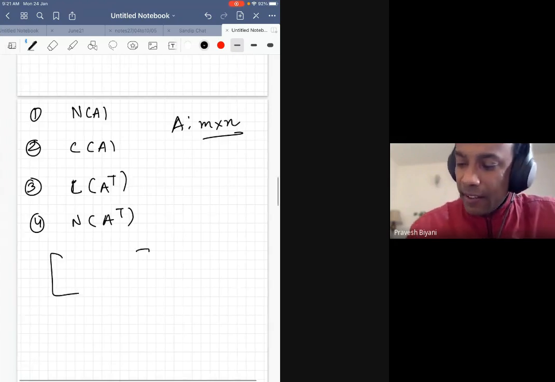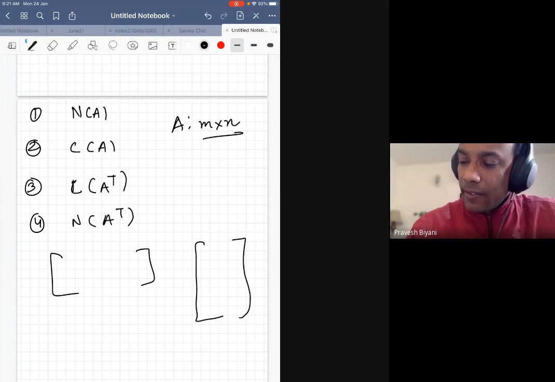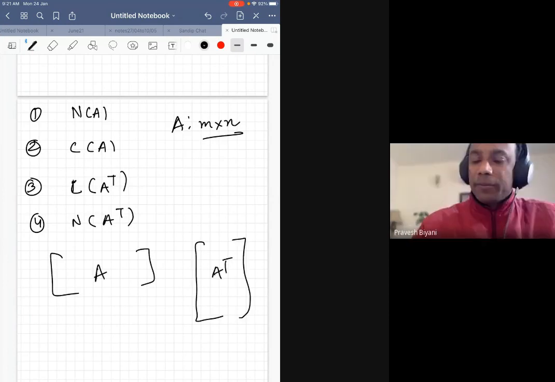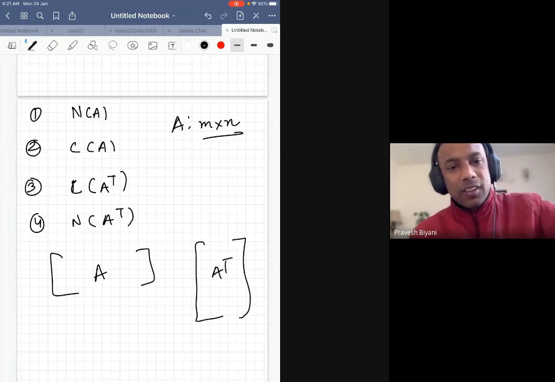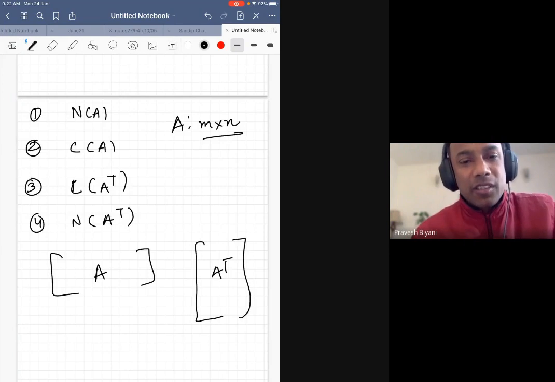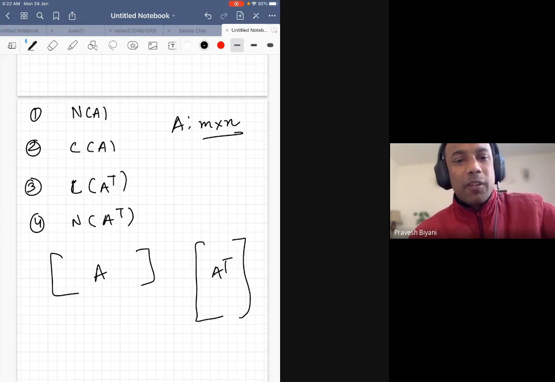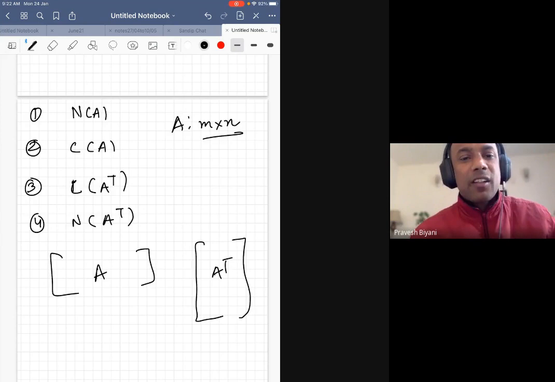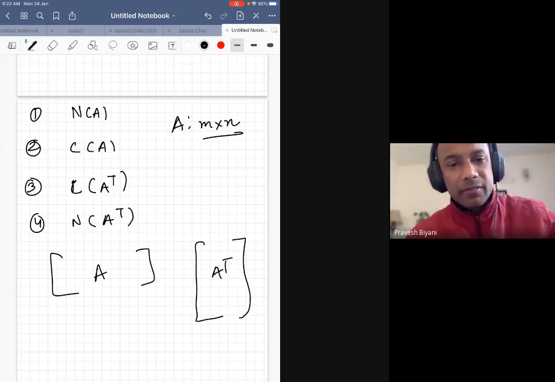So if this is my A, then A transpose is this, right? So the column space of A transpose is nothing but the number of linearly independent columns of A transpose, which is the same as the number of linearly independent rows of A, and the space defined by those linearly independent rows. Is that okay? So A transpose is nothing but the rows of A in column form, right? It's the same thing.